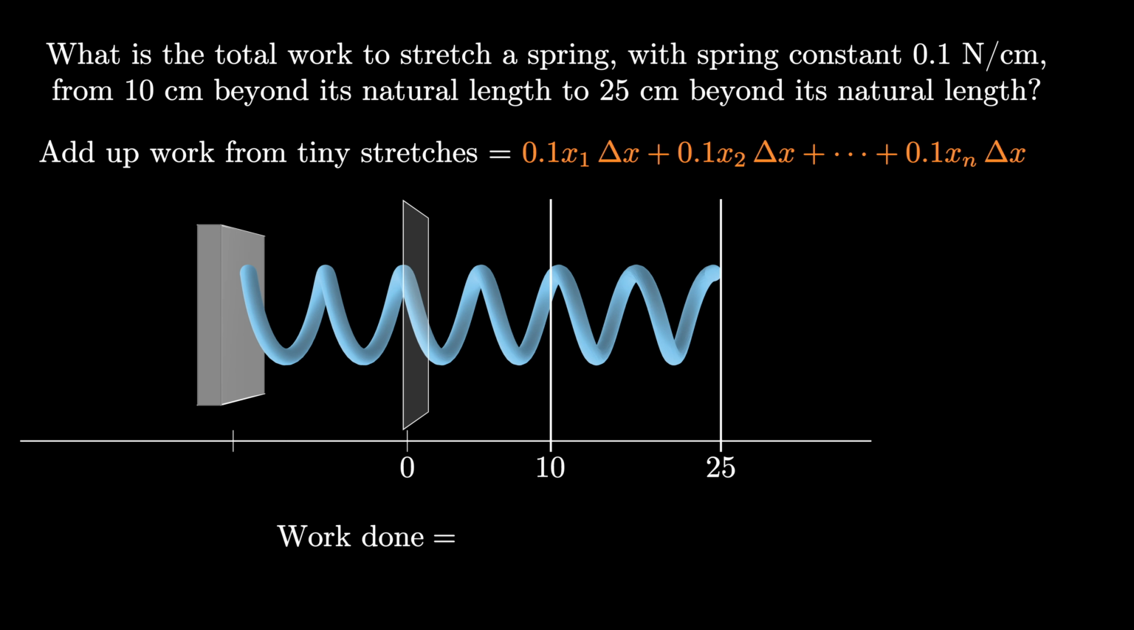But then we apply our same old trick. We imagine the size of delta x shrinking to almost 0, and then the sum of the works becomes an integral. In this case, we get the integral from 10 to 25 of 0.1x dx.